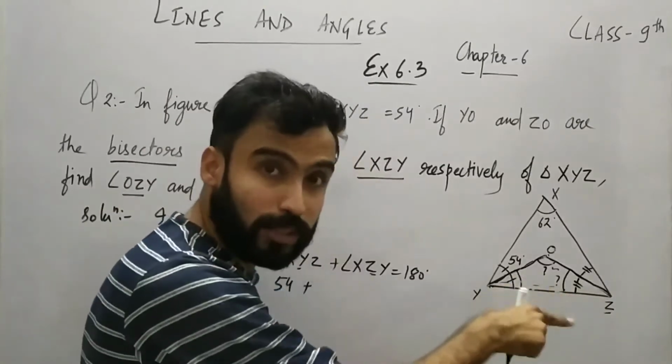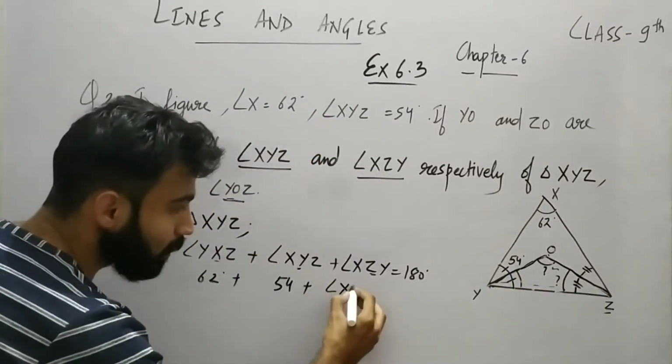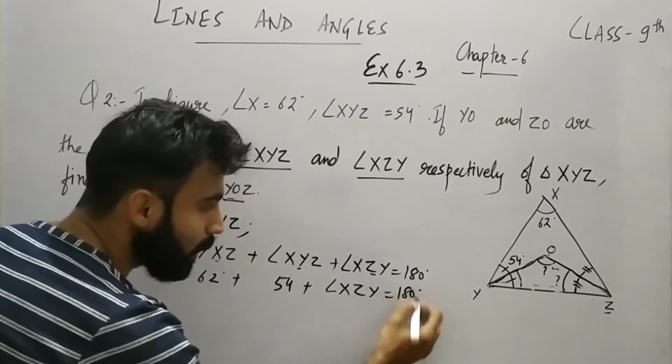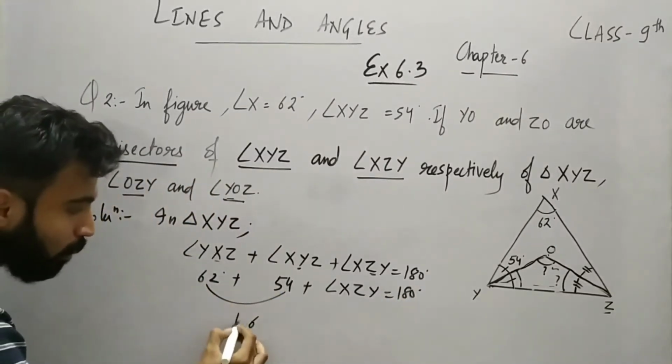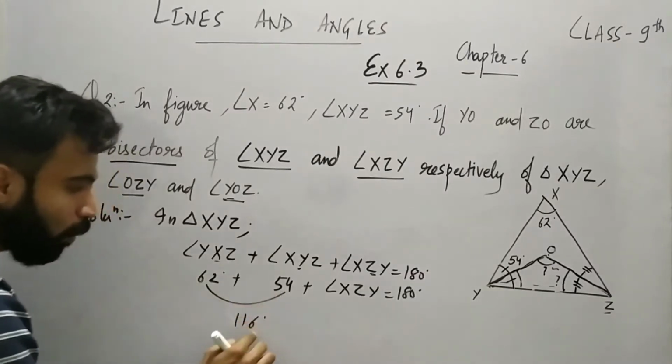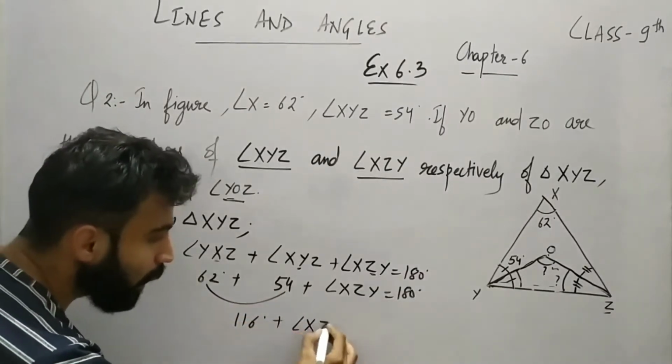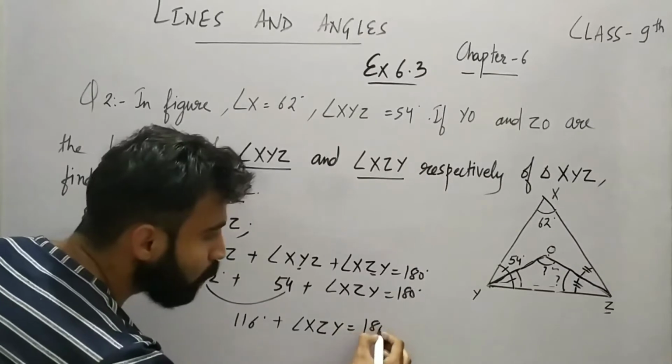That is what we have to first find. So angle XZY equal to 180 degrees. Now let me add them. So 2 plus 4 is 6. 5 plus 6 will be 11. So that will total to 116 plus angle XZY equal to 180 degrees.